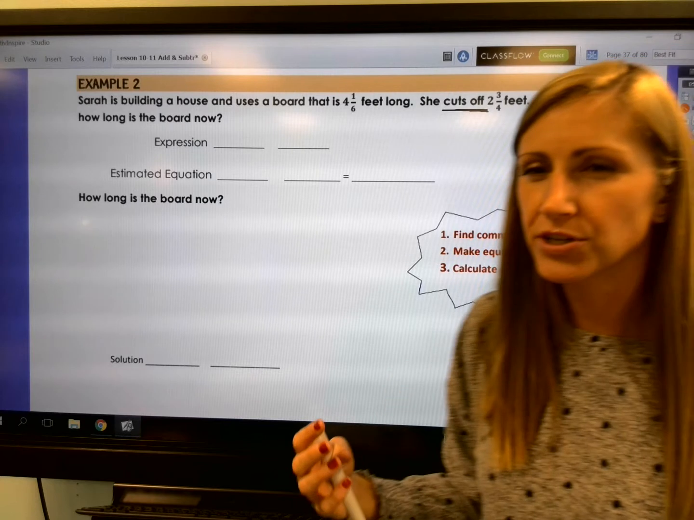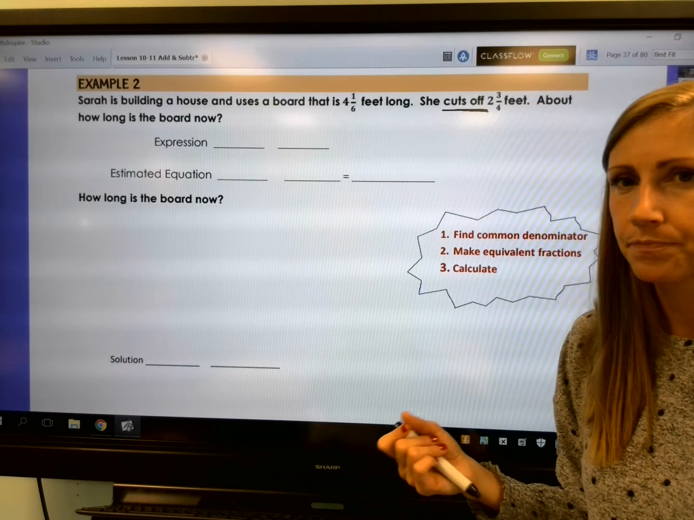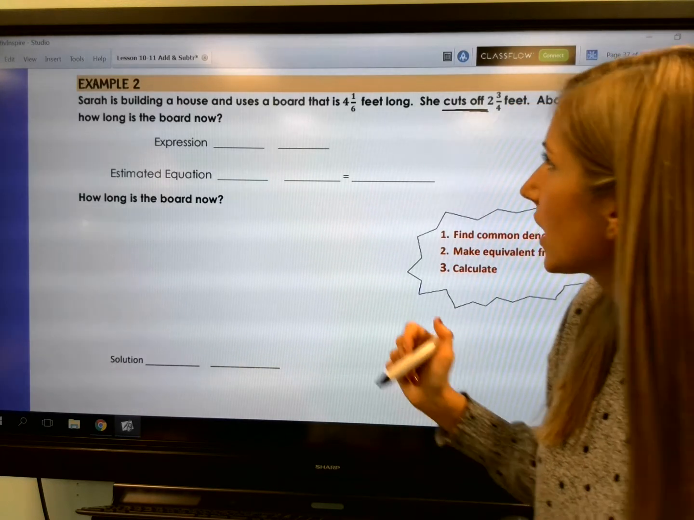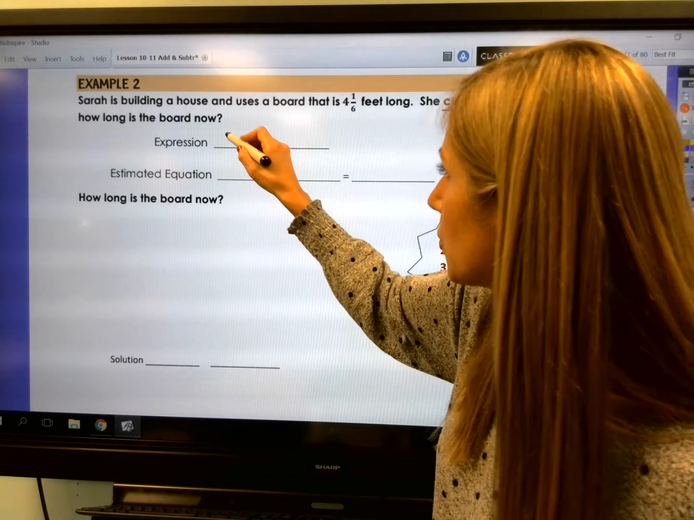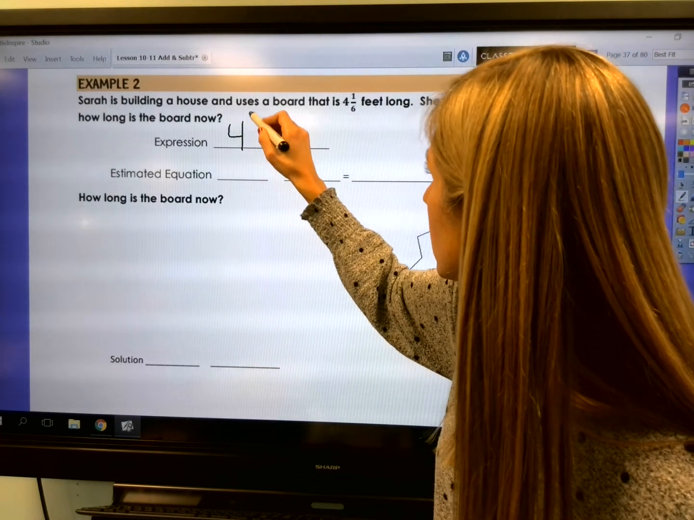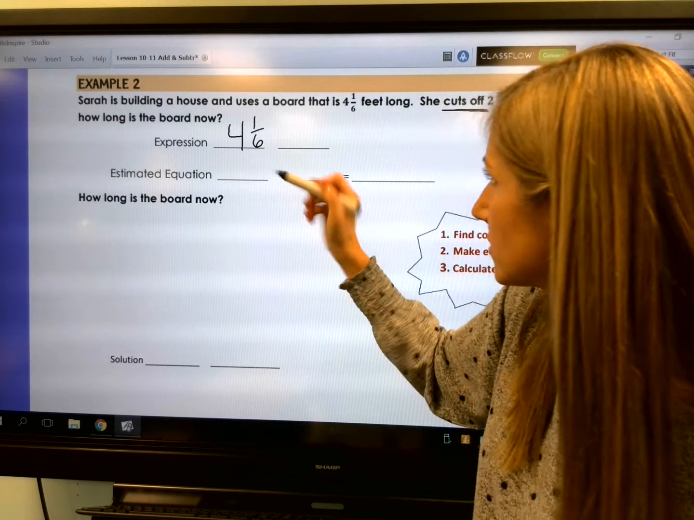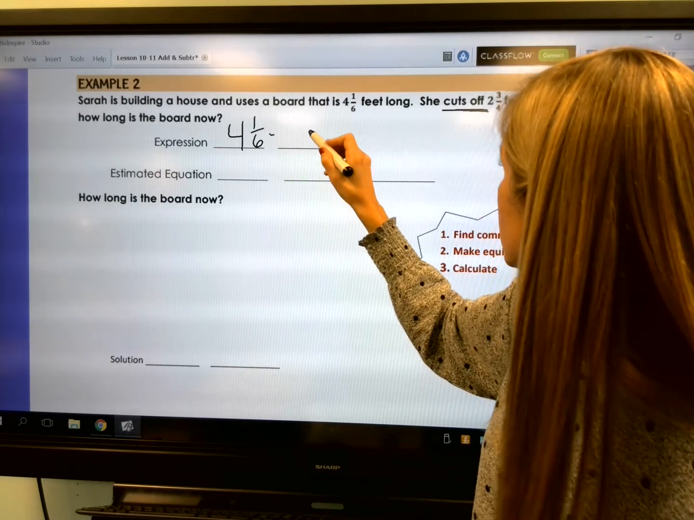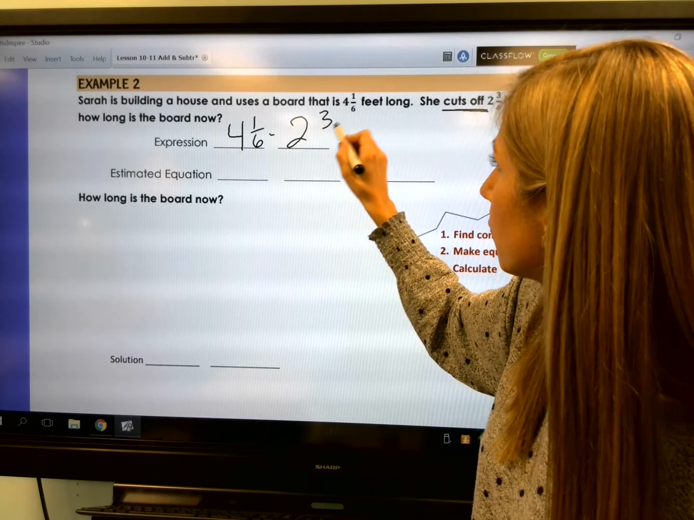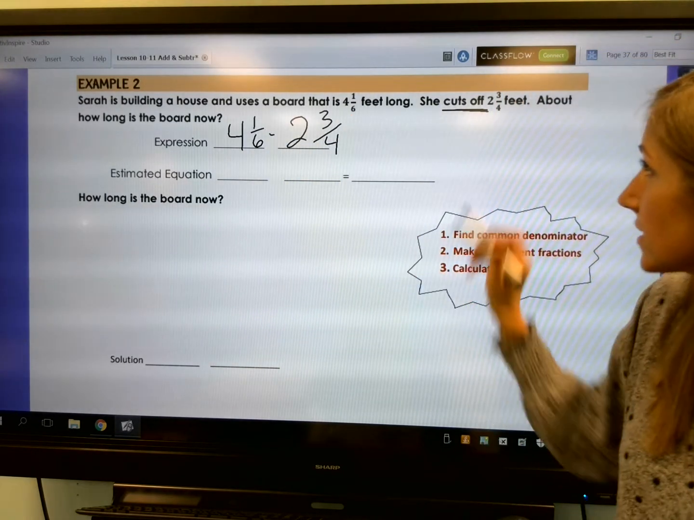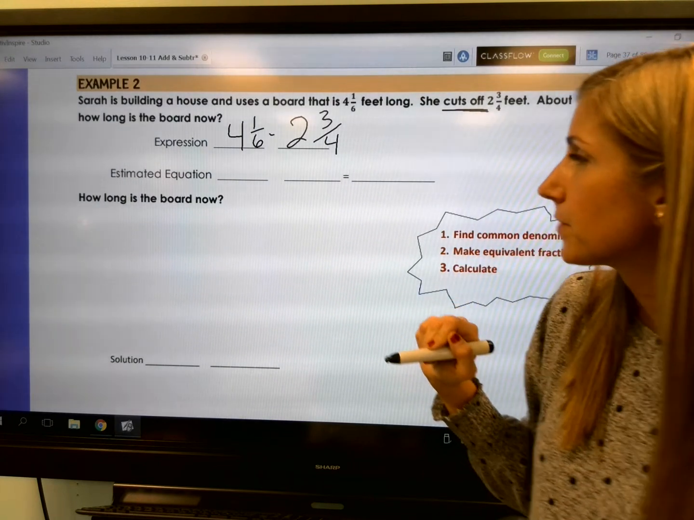So what operation is going to be happening in the story problem? Should say subtraction. So I'm going to show that I understand that in my expression. I'm going to put 4 1/6, that's the start of the board. We're subtracting the 2 3/4 because that's how much is being cut off.